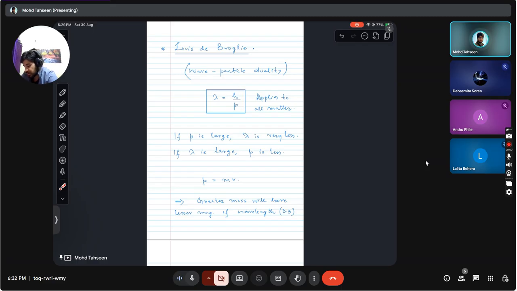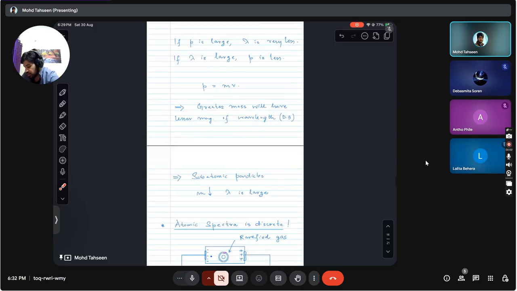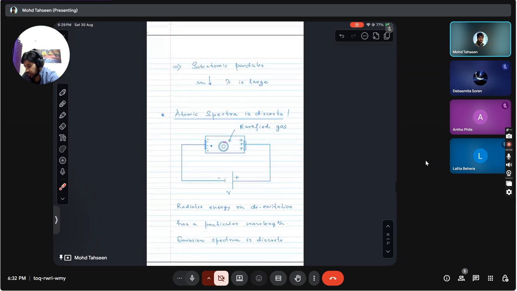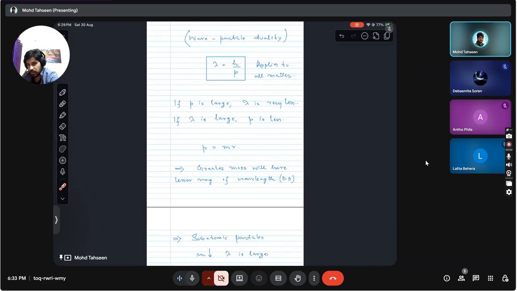What it says is that if we have large particles which have large mass and therefore large momentum, their particle behavior will dominate as compared to their wave behavior. And for matter which has low mass, for example electrons, protons and so on, whose masses are of the order of 10 to the power minus 31 kg, for such particles, their wave behavior will dominate. So using this theory, this was one more milestone result.